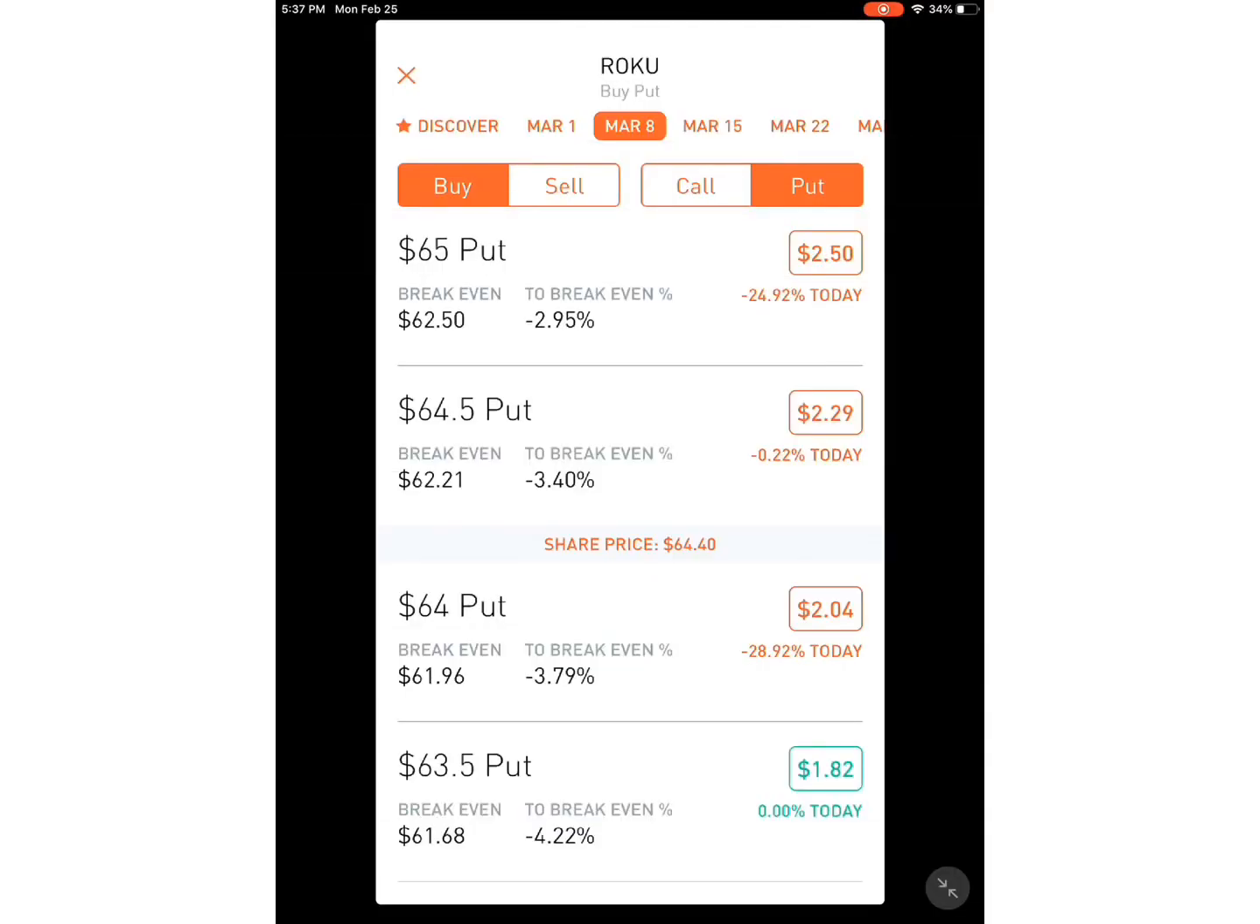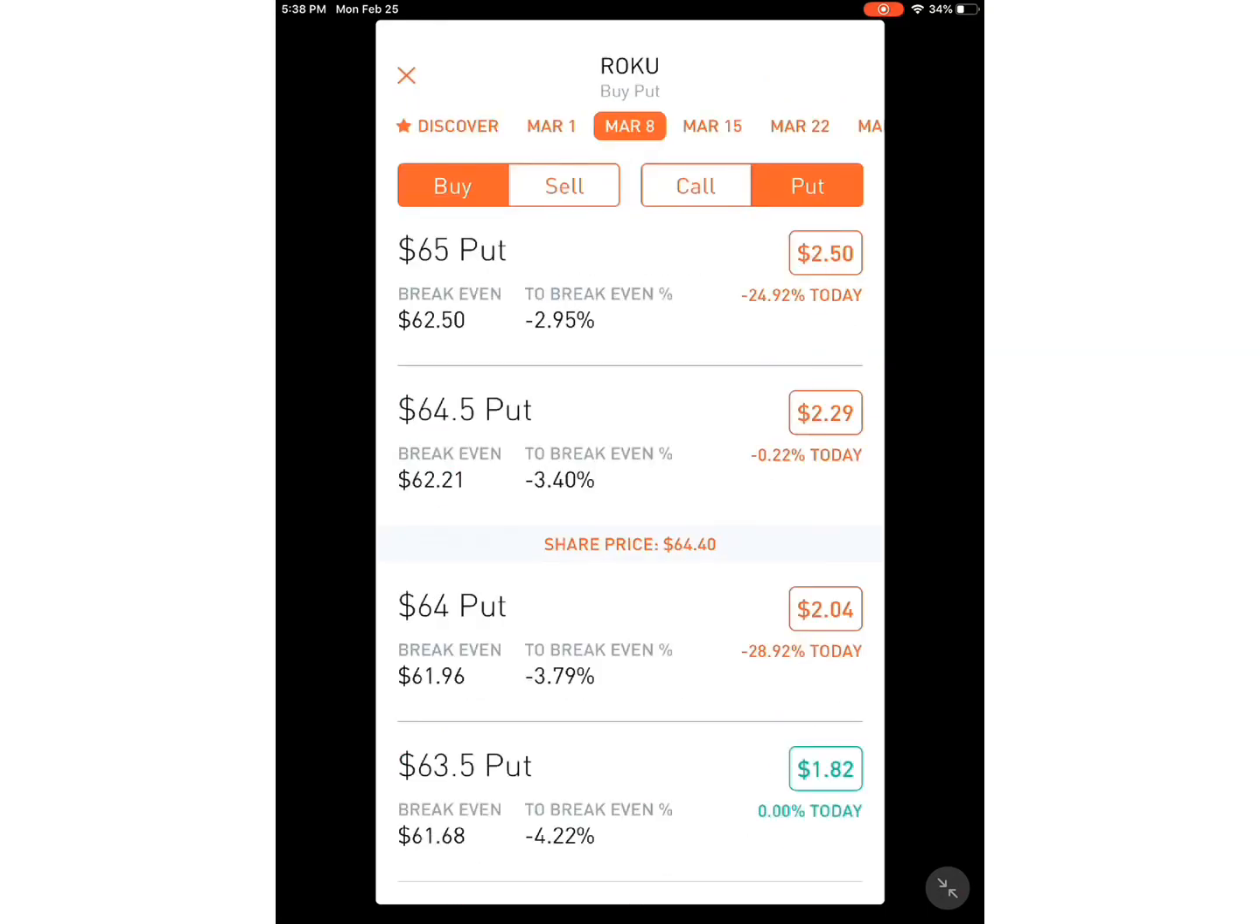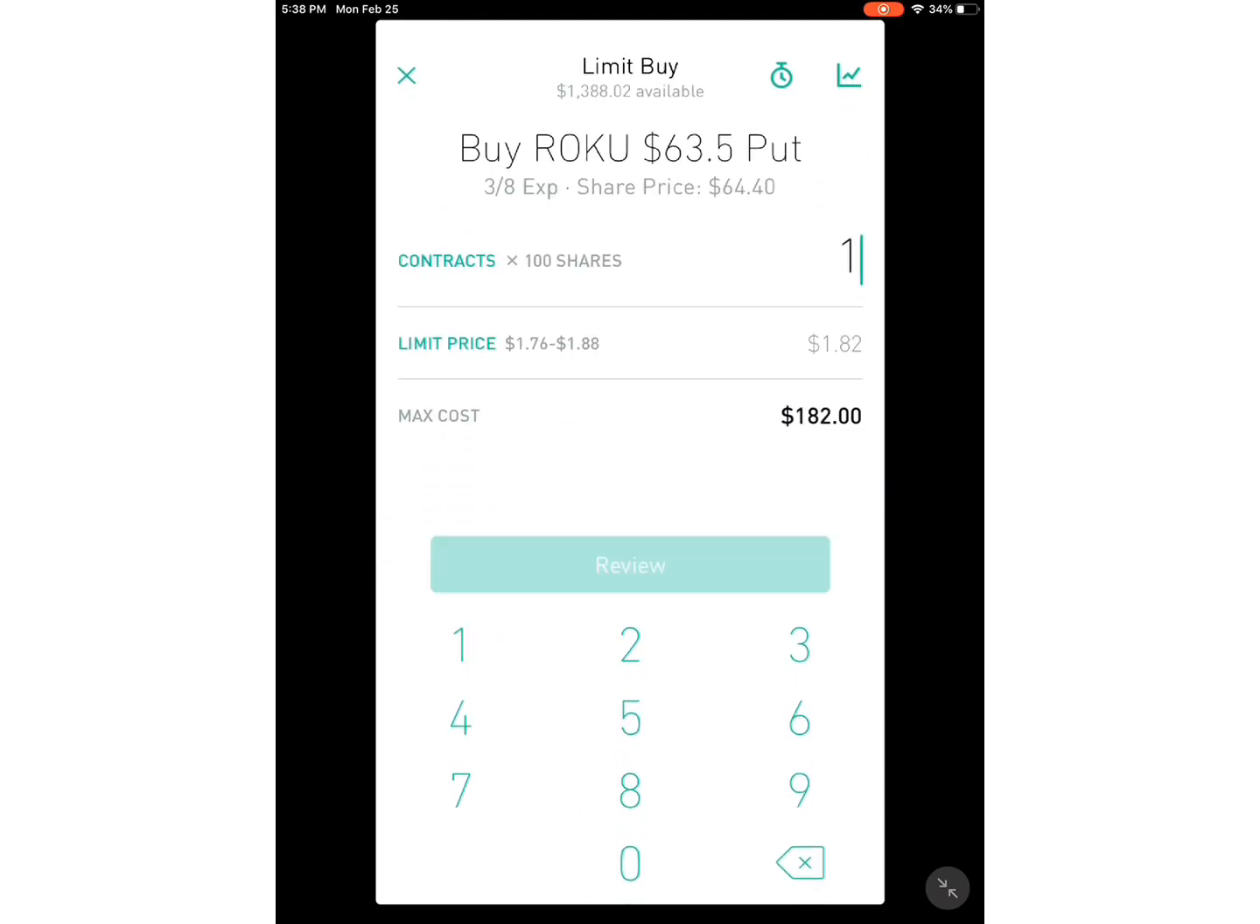So I will go right here, 1.82, and I'm buying, let's say, one contract. And I want to buy near the ask. So I would do 1.88 because you see that it's going to be the highest price on the spread. Hold on, let me go back. 1.88 is the highest price on the spread, and it'll be $188 because $1.88 times 100 is $188. So bam, that's how you buy a call or a put, right?